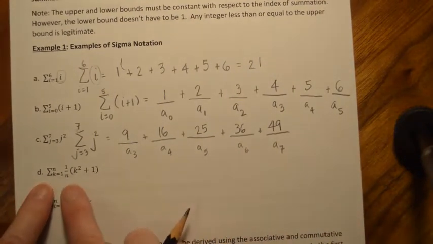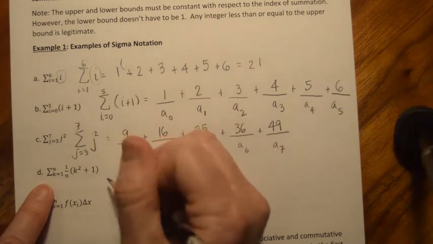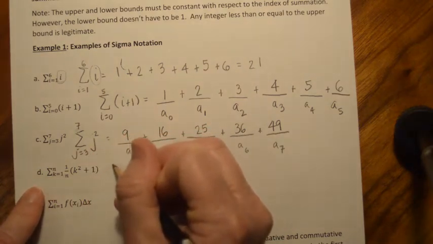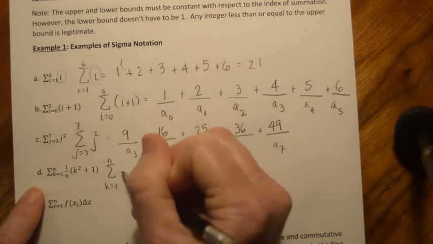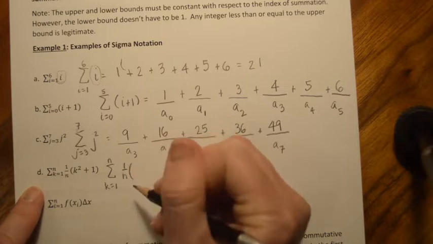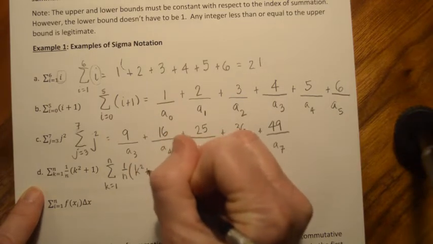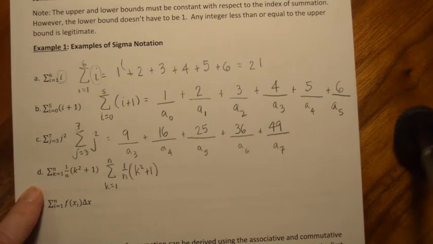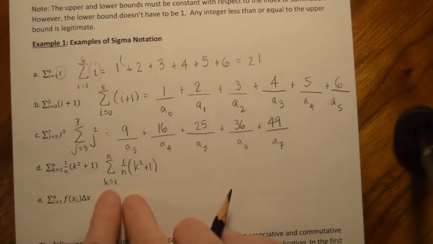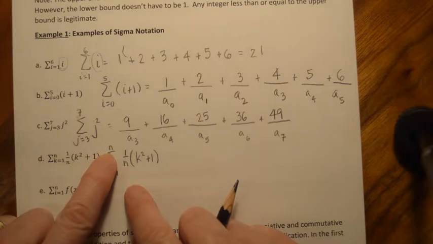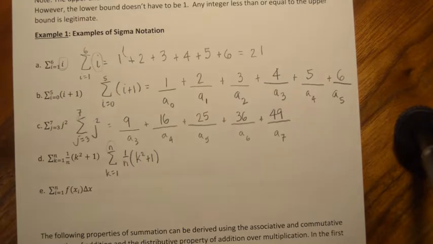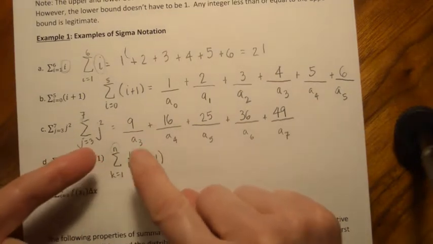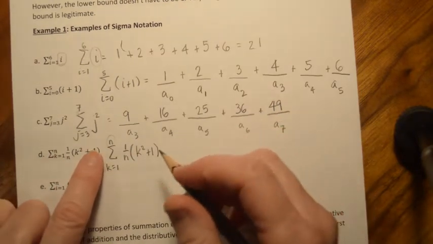Okay, let's do this one right here. This one's going to be a little bit weirder. I'm just going to rewrite this as k equals 1 to n of 1 over n times k squared plus 1. So many weird things about this. First of all, we don't stop at a number, we stop at n. The reason for that is because sometimes we just want to know what this looks like in general, so that we could come up with a formula and then change it into anything we wanted.